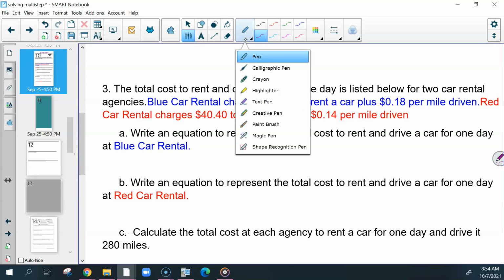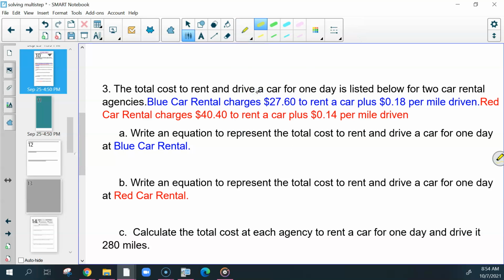I'm going to read just this first part, and then we'll talk about what's important here. The total cost to rent and drive a car for one day is listed below for the two car rental agencies. Blue Car Rental charges $27.60 to rent a car, plus 18 cents per mile driven. Red Car Rental charges $40.40 to rent a car, plus 14 cents per mile driven. I'm going to ignore part A and part B right now. What do you see in this top part that's important?